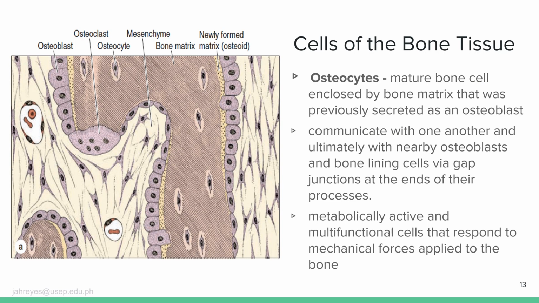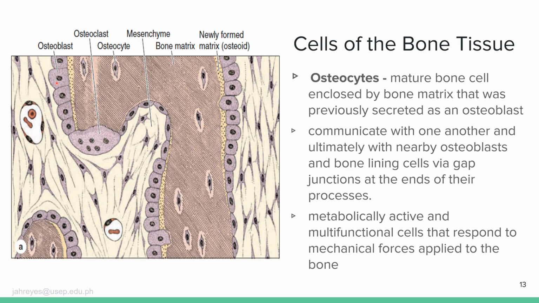Next cells of the bone tissue are the osteocytes. The osteocytes are the cells that will maintain the bone matrix that was previously secreted by the osteoblast. So this is also a schematic diagram. The osteocyte is considered the mature bone cell, enclosed by bone matrix that came from the osteoblast secretion. So you can see that the osteocytes are covered by bone tissue.